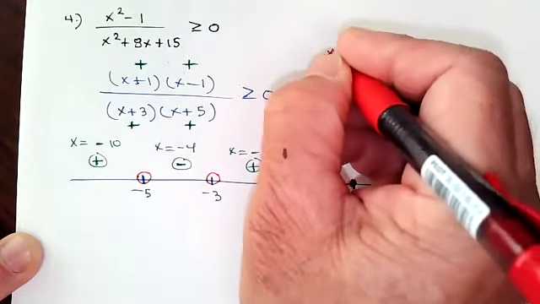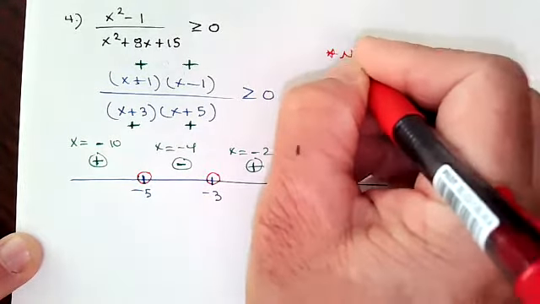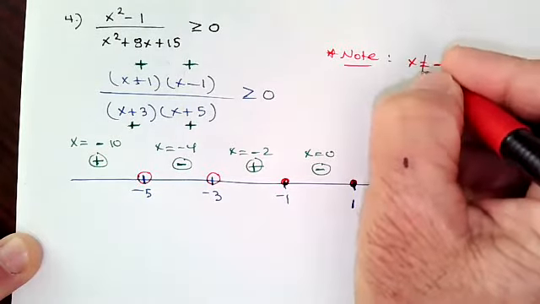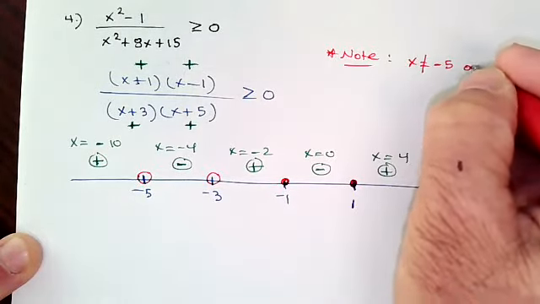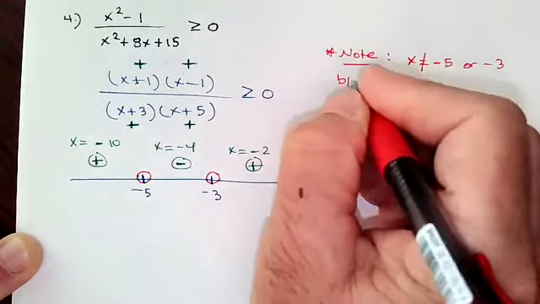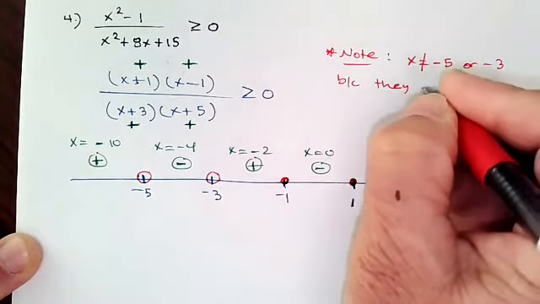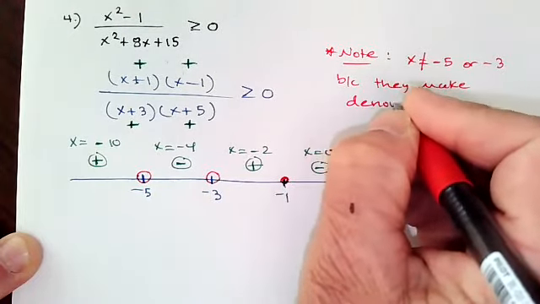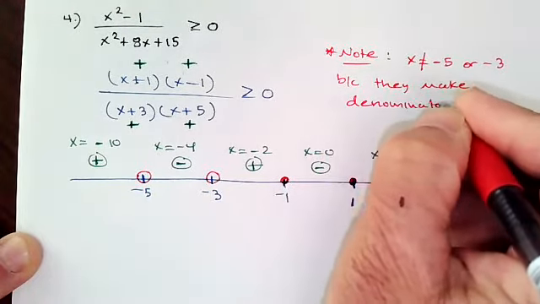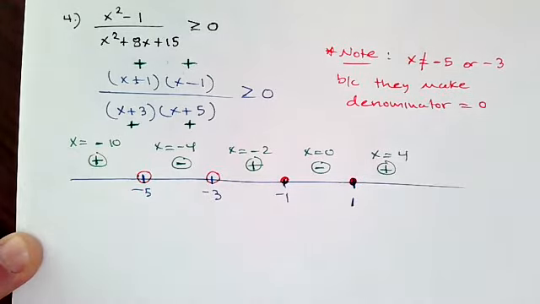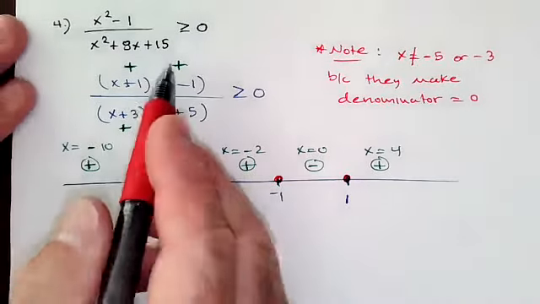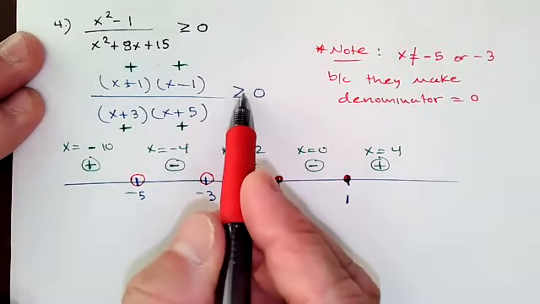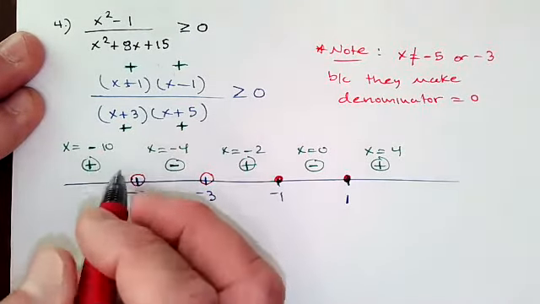So just make a note here. Note: x cannot equal -5 or -3 because they make the denominator equal to 0. So you've got to watch out for that on these types of fraction problems. Everything else is the same in that since it's greater than or equal to 0, we want the positive numbers.